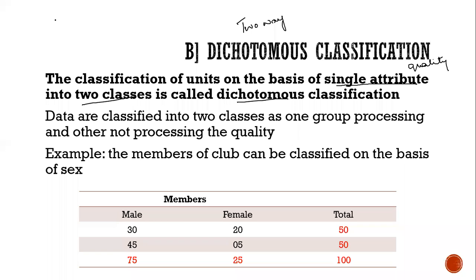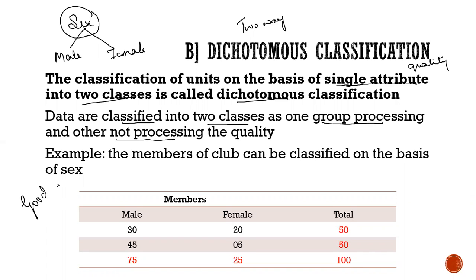Now I will take one quality, that is sex. When you say sex, you can consider it as two classes, male and female. You consider one attribute and divide it into two, male and female. Now in this data classified into two classes, one group will be active and one more group will not be active. The best example I can give you is good or bad, dead or alive. Either the person is dead or he is alive. You cannot give one more option there. It is only dichotomous, two.